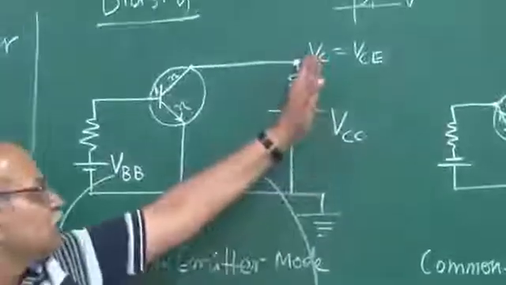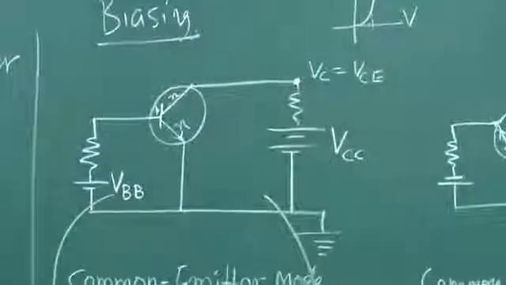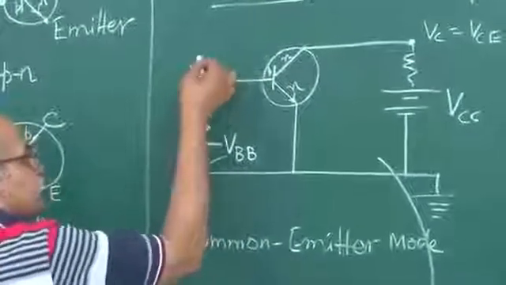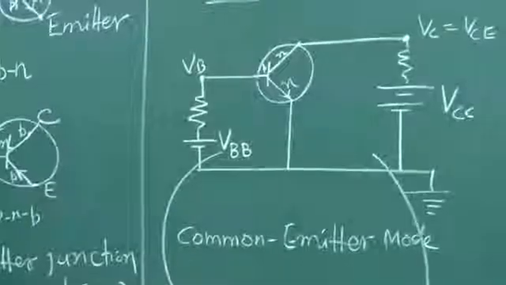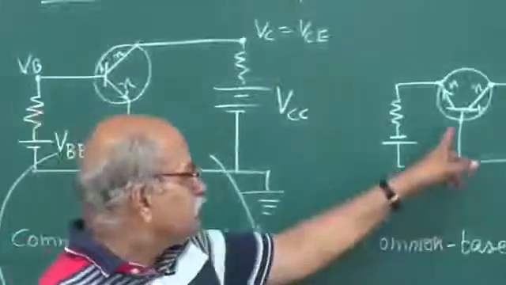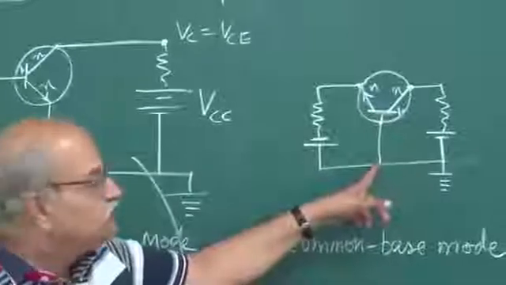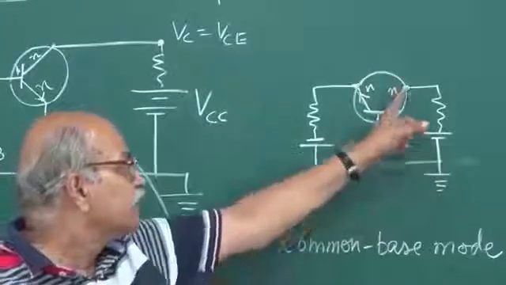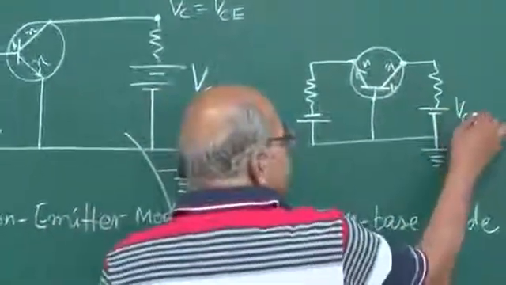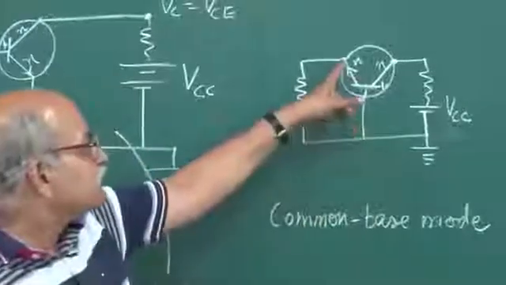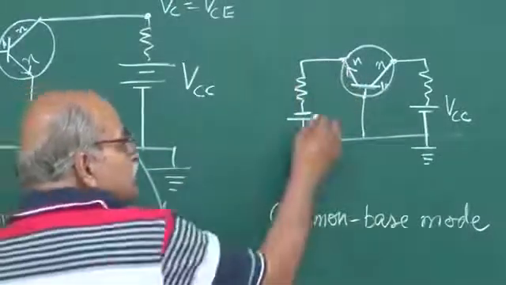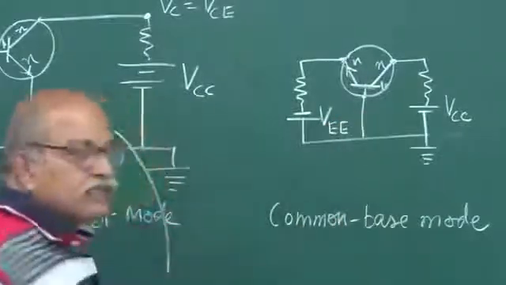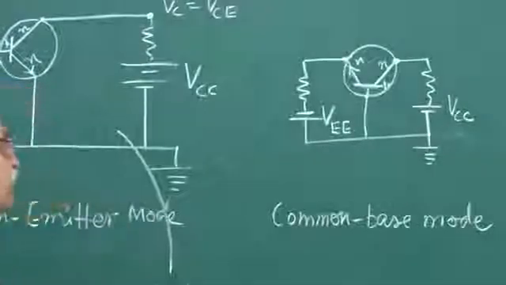Normally people do not use this, normally people use this, and similarly VB will mean the potential here. So these are the kind of symbols. Here if you write, base is common, so we won't write B here or here, and this side is collector, so this will be written as VCC. Whereas this is emitter here, so this voltage difference is written as VEE. So they are just nomenclatures.